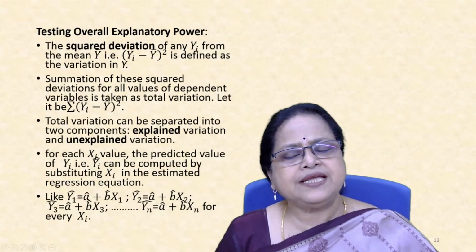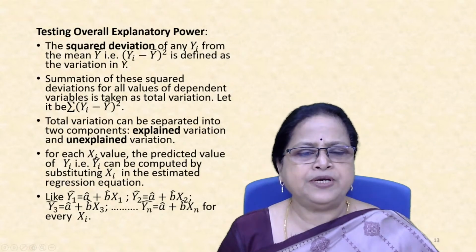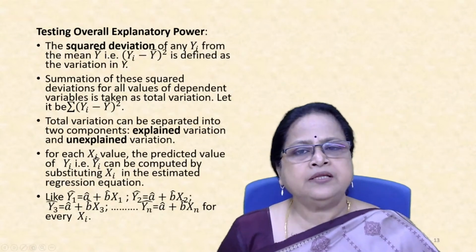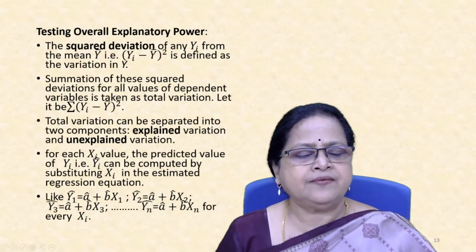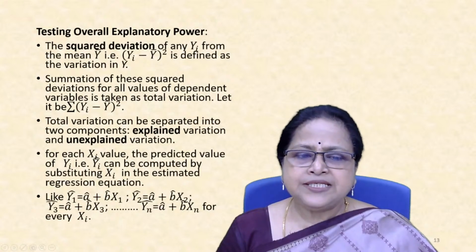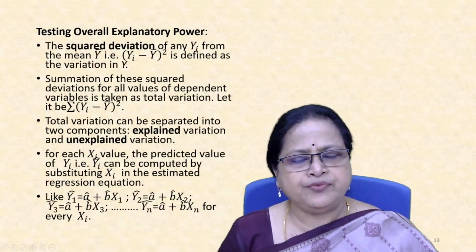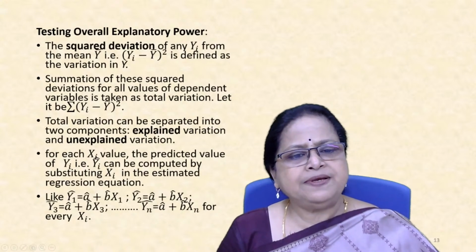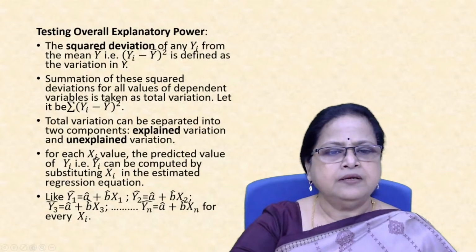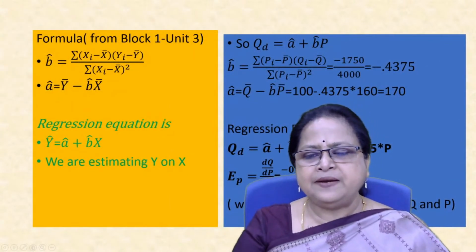Now, total variation can be separated into two components: one is explained variation and the other is unexplained variation. So what is explained and what is unexplained? For each xi value, the predicted value of yi is yi hat, that we know. That can be computed by substituting xi in the estimated regression equation, like here, Qd is equal to a hat plus b hat p.